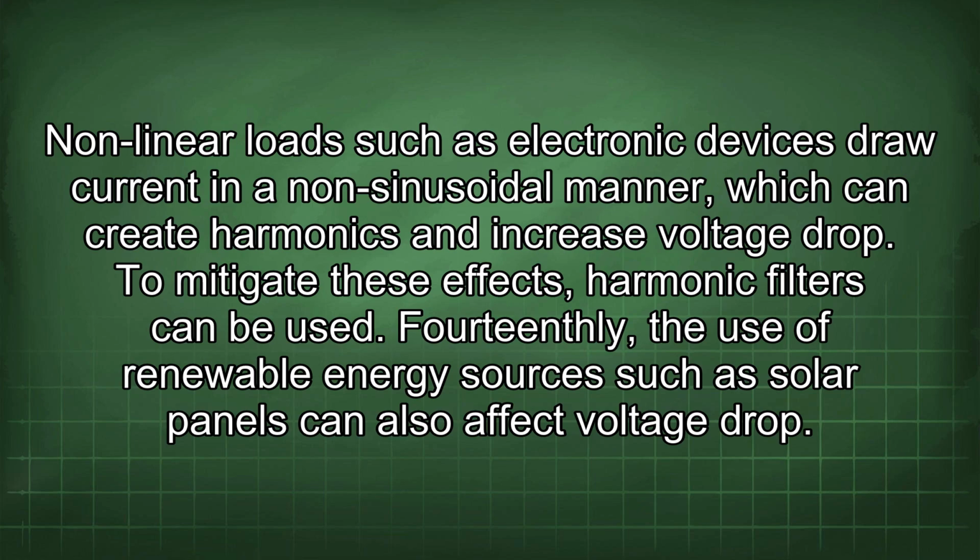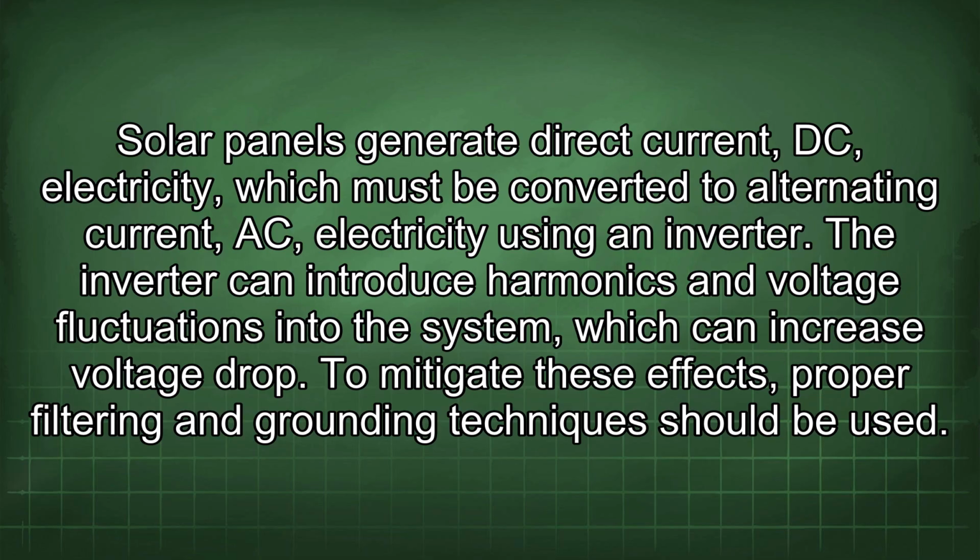Fourteenthly, the use of renewable energy sources such as solar panels can also affect voltage drop. Solar panels generate direct current, DC, electricity, which must be converted to alternating current, AC, electricity using an inverter. The inverter can introduce harmonics and voltage fluctuations into the system, which can increase voltage drop. To mitigate these effects, proper filtering and grounding techniques should be used.